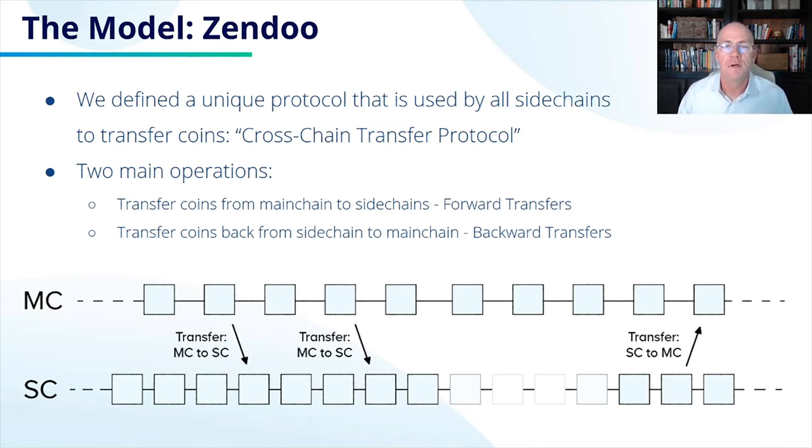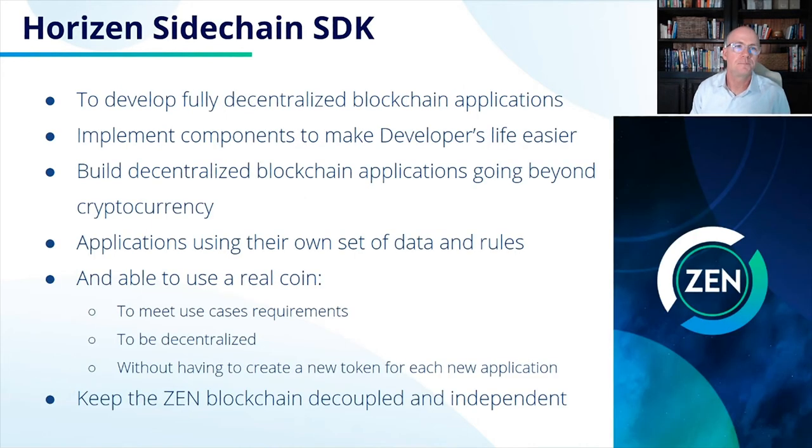So even though the blocks on the main chain are only done every 2.5 minutes, you could, for example, create a proof of stake based sidechain that has blocks every 10 to 15 seconds for rapid payments. So the two main things that are the Zendoo are the forward transfer from main chain to sidechain, and then the backward transfer from sidechain to main chain.